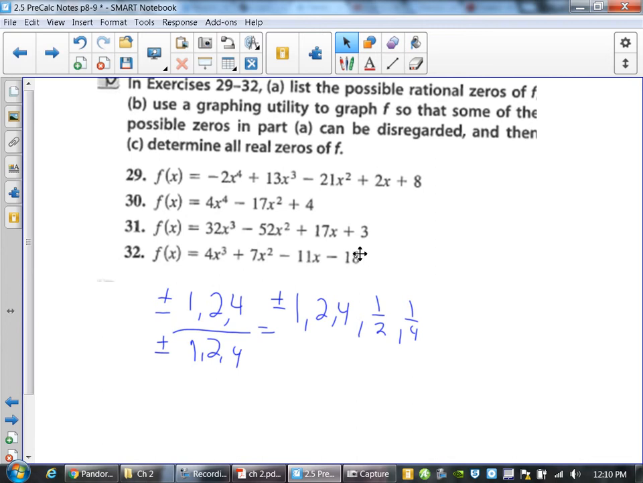And then the next part said use the graphing calculator to figure out where to start with your zeros and go from there. Well, graphing calculator I'm not going to let you use, so you just have to do synthetic and go from that. But that's kind of the basic idea here.